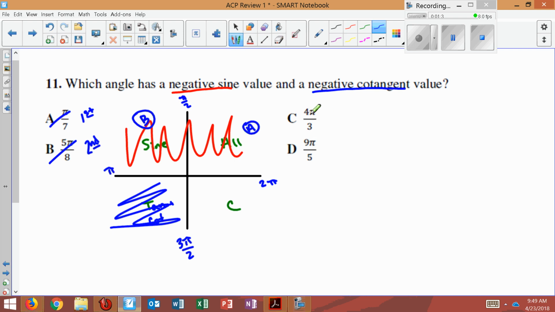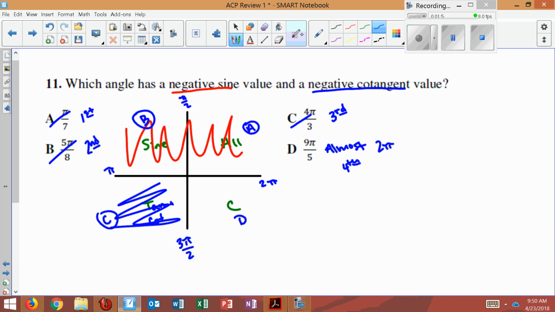4 pi over 3. This is a little bit more than 1 pi, but yet it's less than 1.5. So this is the third quadrant. And so it's also out. And answer choice C would be right over here. So what does that leave us with? D is 9 pi over 5. That is almost 2 pi, which means that is the fourth quadrant. So that's going to be our answer.